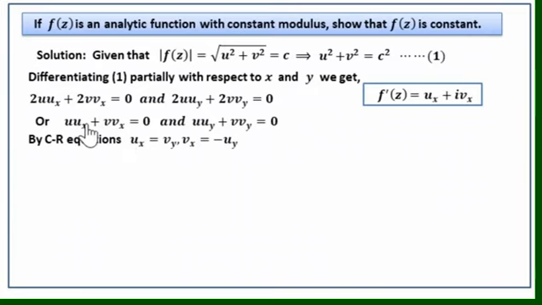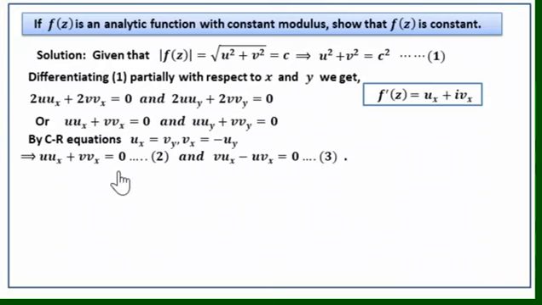The first equation we write as it is: u ux plus v vx equal to 0, and call it equation 2. In the second equation, we replace uy by minus vx, so the first term is minus u vx now. Then the second term, vy, we replace by ux, so this becomes v ux. Equate it to 0, and call it equation 3.